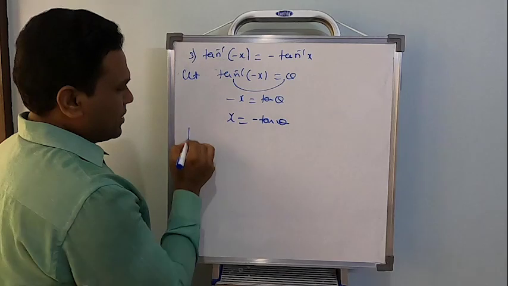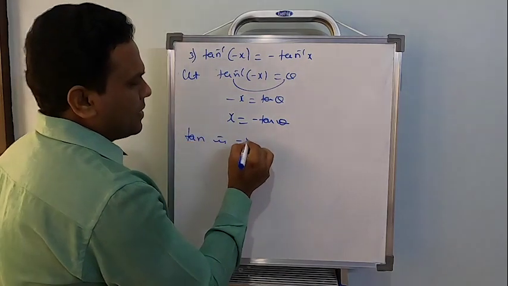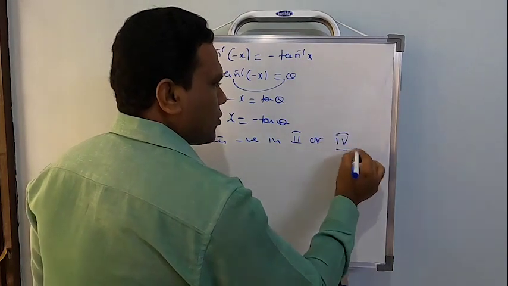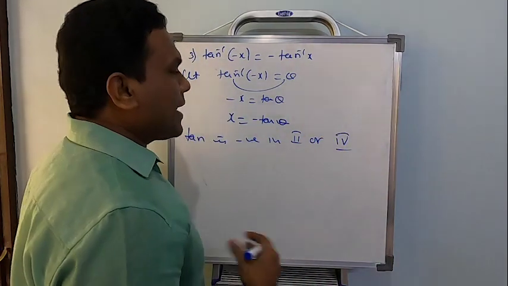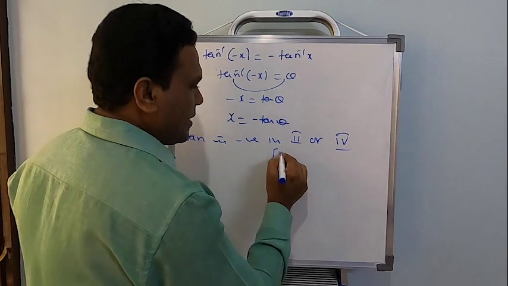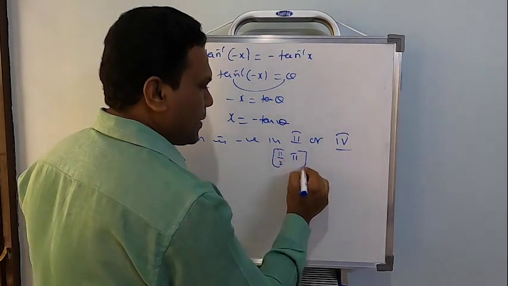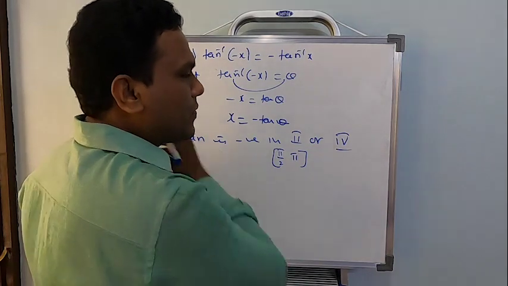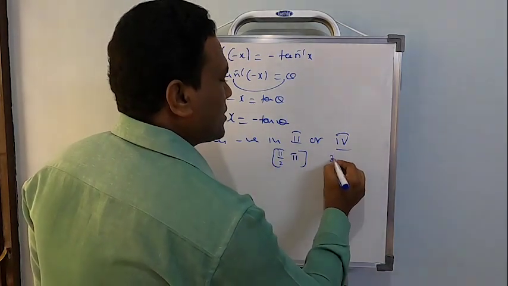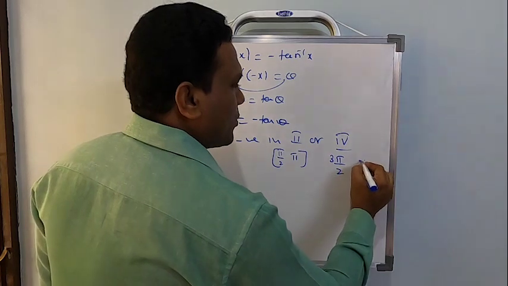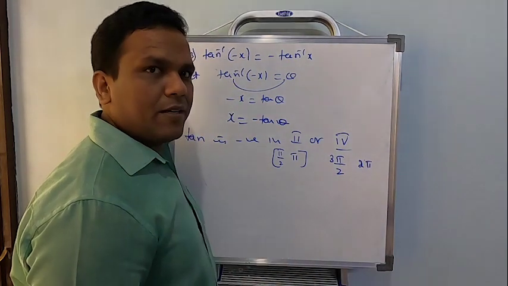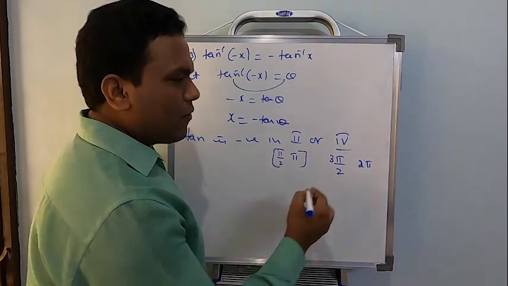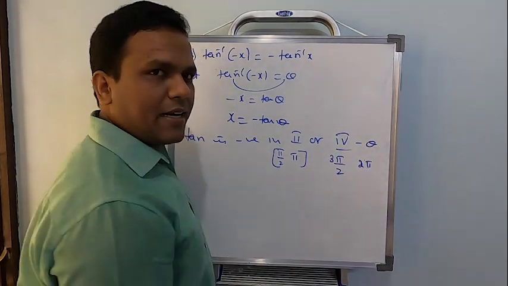Now the discussion. Tan is negative in the second quadrant or in the fourth quadrant. What are the angles in the second quadrant? The angle will lie between pi by 2 to pi. And in the fourth quadrant it should be 3 pi by 2 to 2 pi. But what was the domain? And remember, we have one more angle in the fourth quadrant, that is minus theta, right?